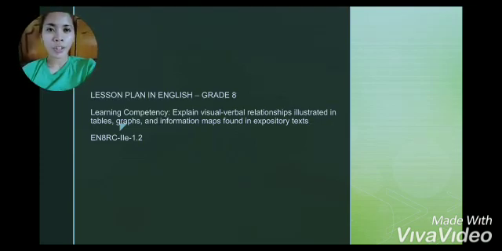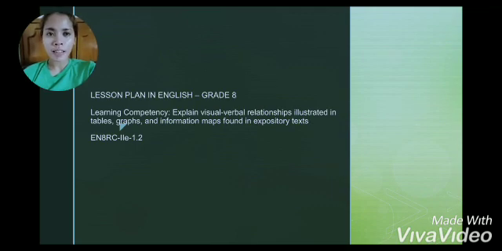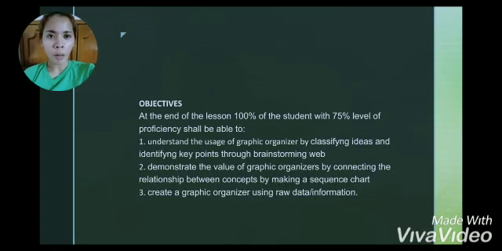Good day. Now I will present to you our lesson plan in English in the teaching of reading. So our target learner today is grade 8 students. So first, our learning competency is to explain visual verbal relationships illustrated in tables, graphs, and information maps found in expository text. So here are our objectives.